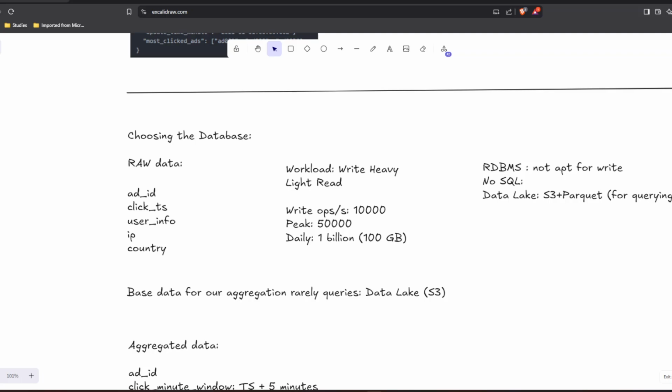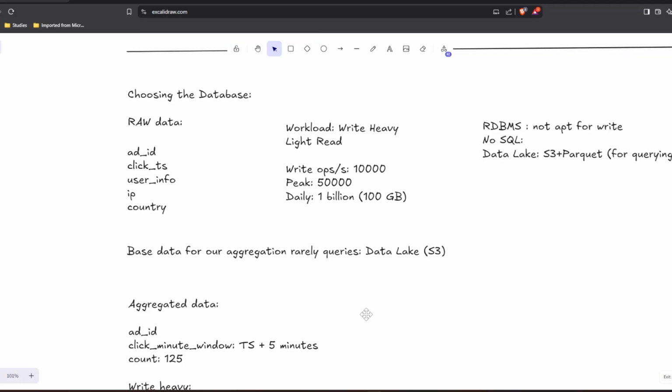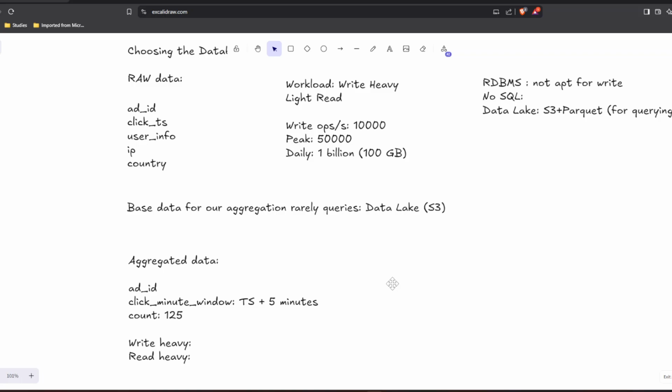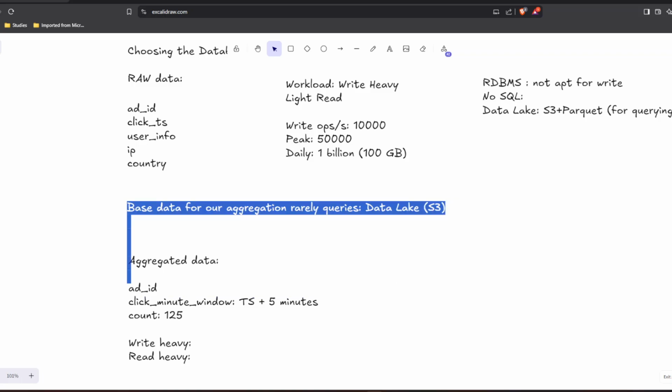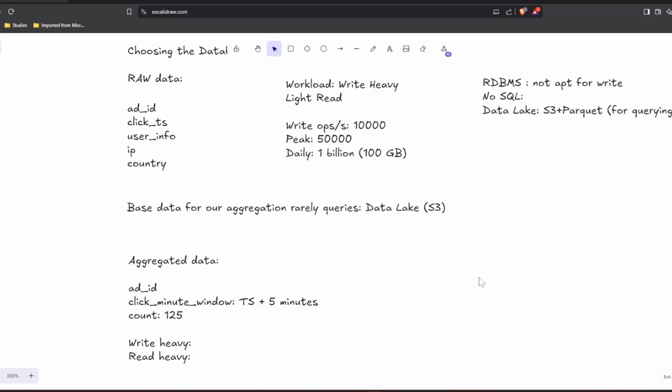And for the aggregated service, of course, RDBMS has rich query capability, but the problem is RDBMS is again not appropriate for writes. So RDBMS will not be ideal in this case. RDBMS is a big no.